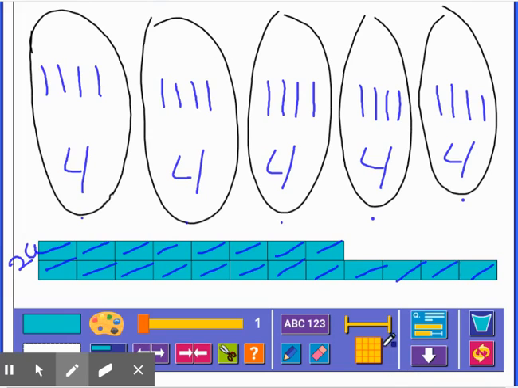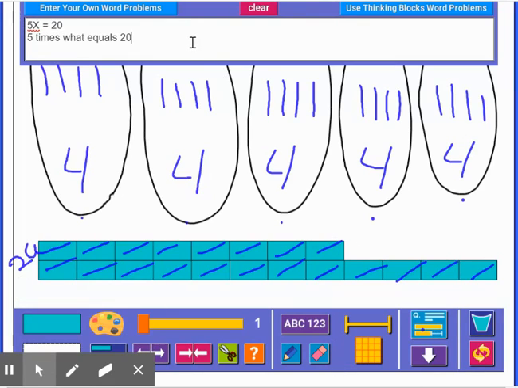So that tells me that I will have 5 groups of 4. So x should equal 4, because 5 times 4 equals 20.